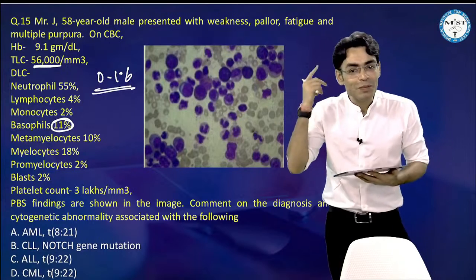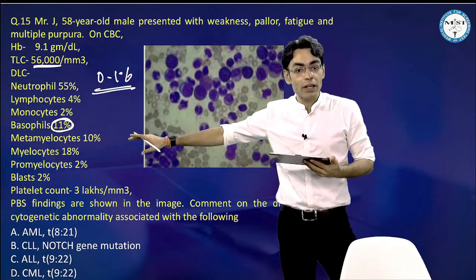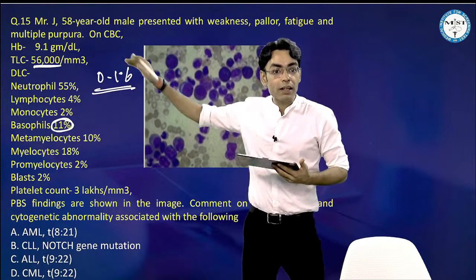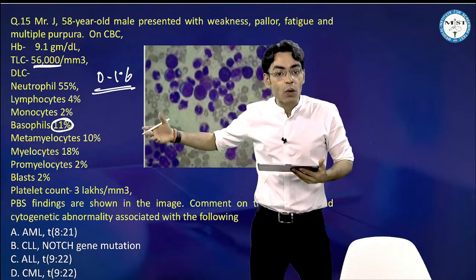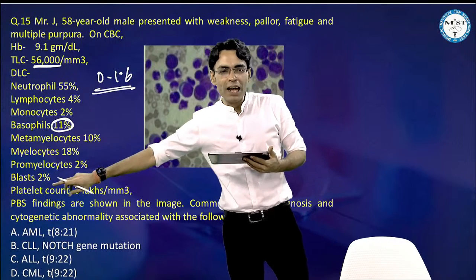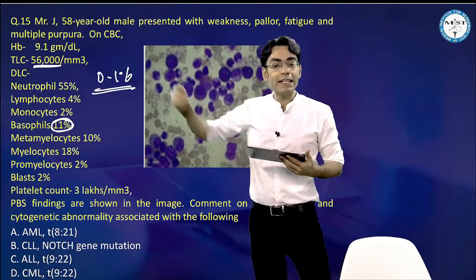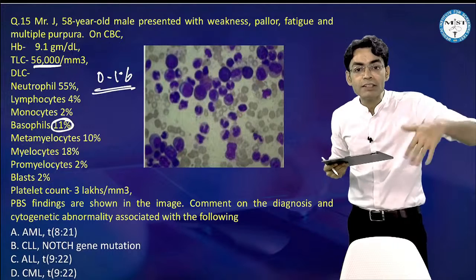And do you remember when we think about basophilia, what it could be? Let's see. Metamyelocytes, 10%. Where? In the blood. In the blood, you are seeing cells from the marrow. So metamyelocytes, myelocytes, promyelocytes, and blasts, only 2%. So whenever we are seeing so high TLC, the first thing that comes into our mind is leukemia.